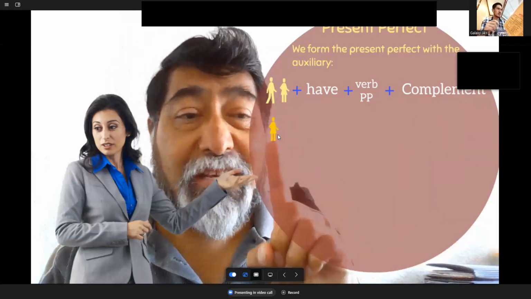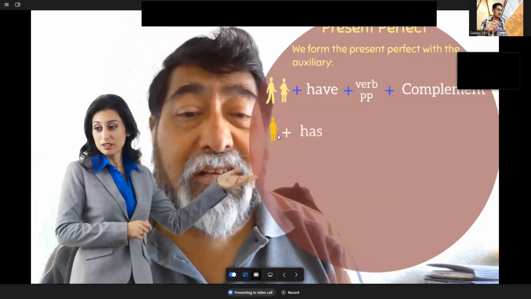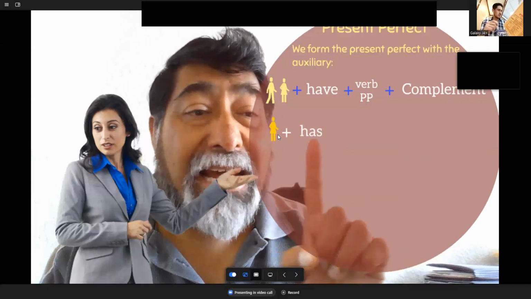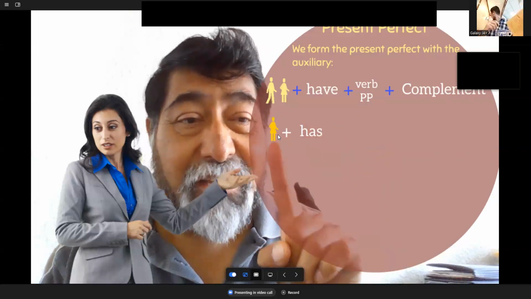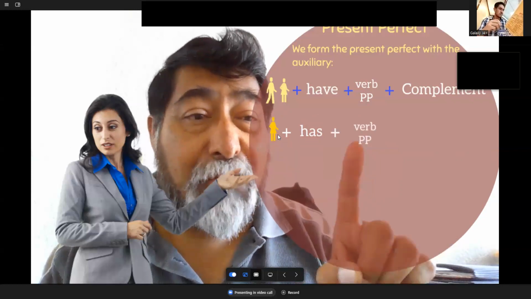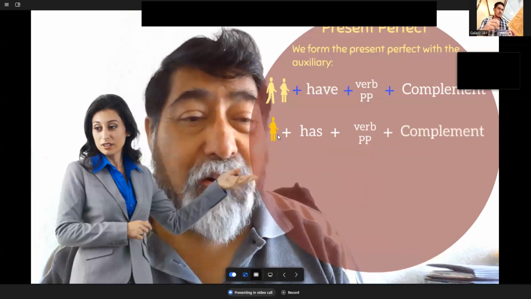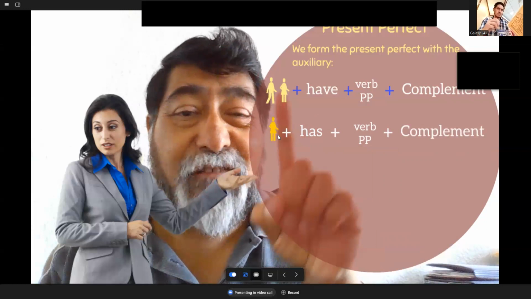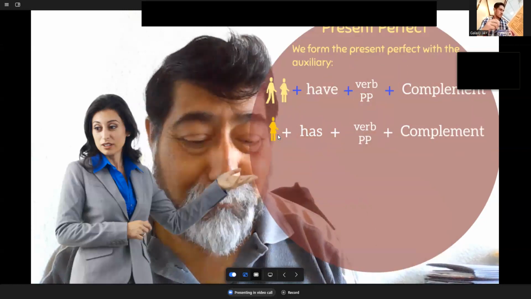Now, with he, she and it, I need to include the auxiliary has, because I'm working with a third person. He, she has lost, my verb in past participle, then complement. So these are the formulas that I need to consider when I work with the present perfect.